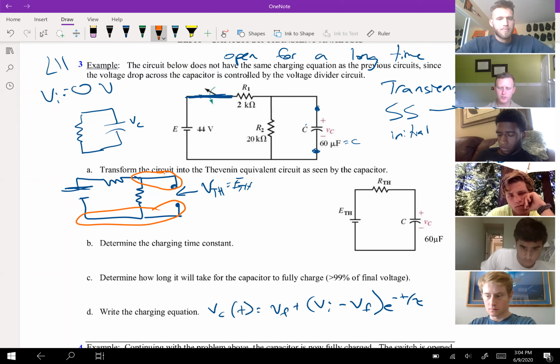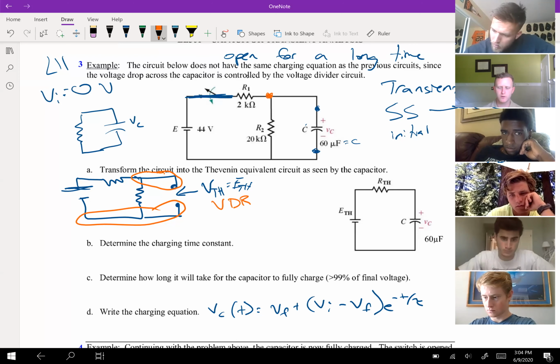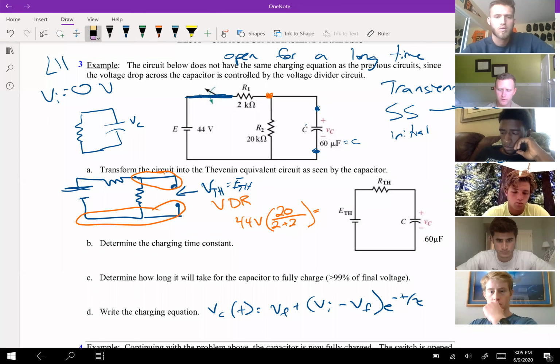So now I'll use the voltage divider rule. The voltage being shared amongst these series elements, 2 and 20 are in series with each other. 44 volts is being shared. I'm looking across the 20 kilo ohm resistor, and the two that are in series is 22, so this is 20 over, oh wait, I made a mistake there. I should be over 22. There we go. 2 plus 20 makes 22. Sorry if that confused you.